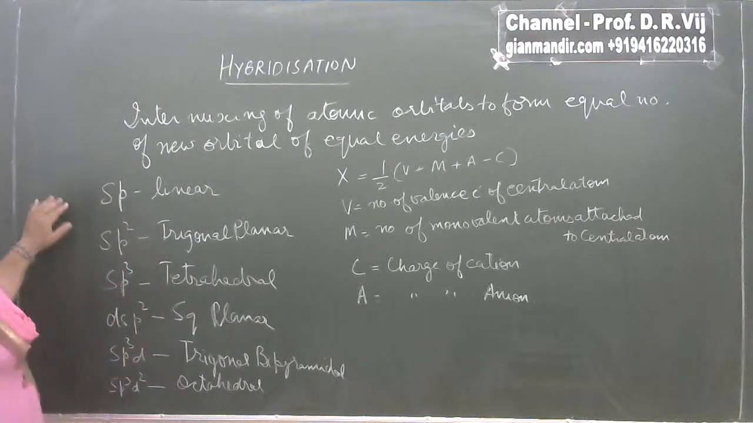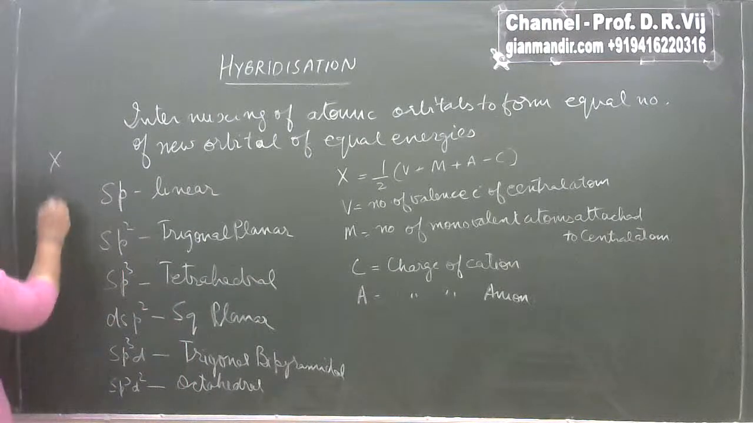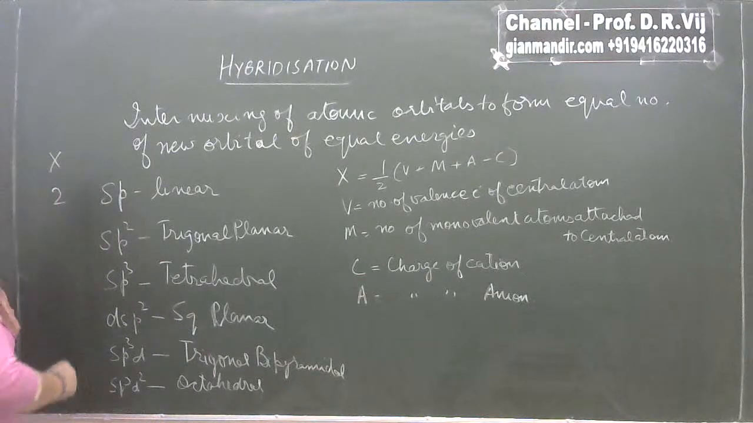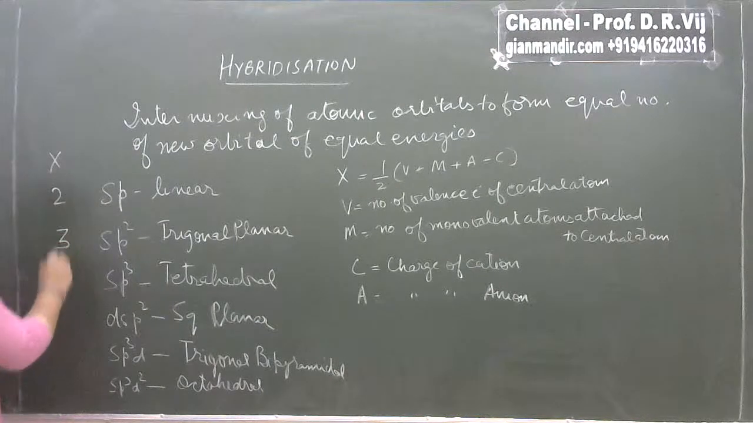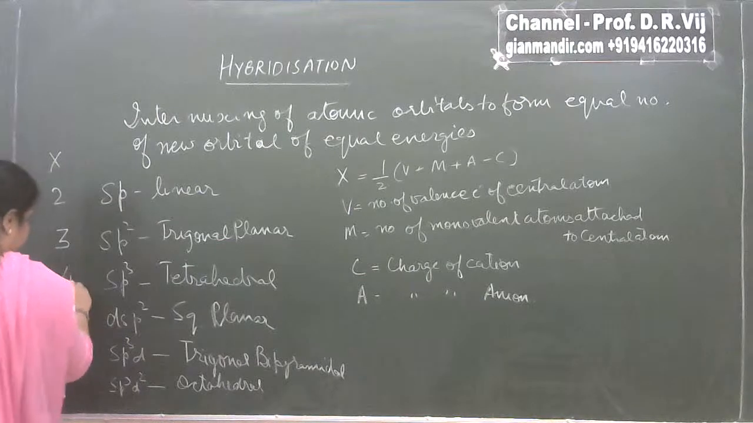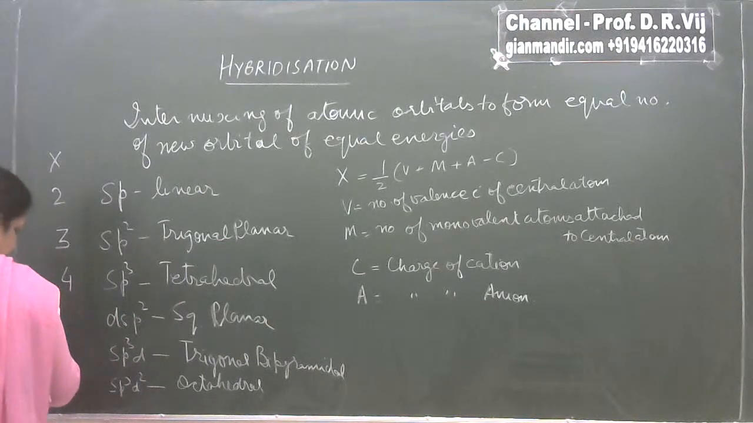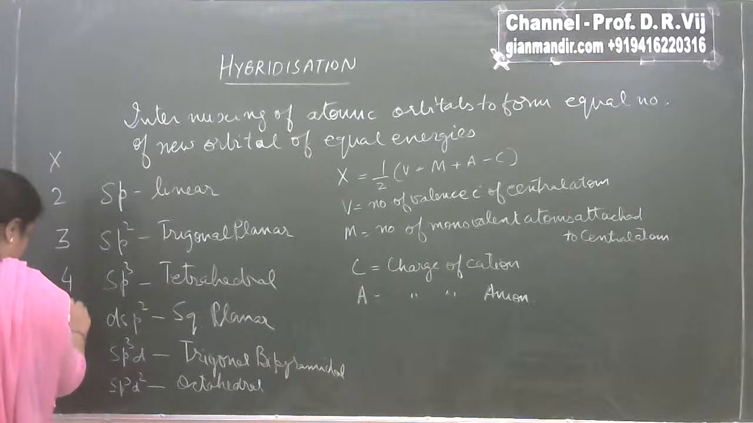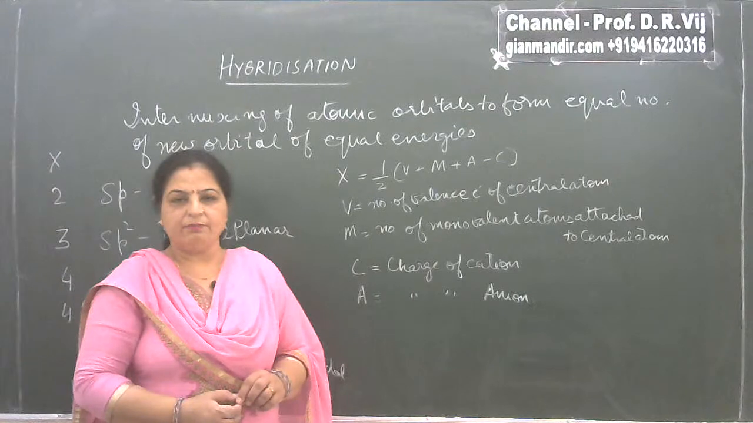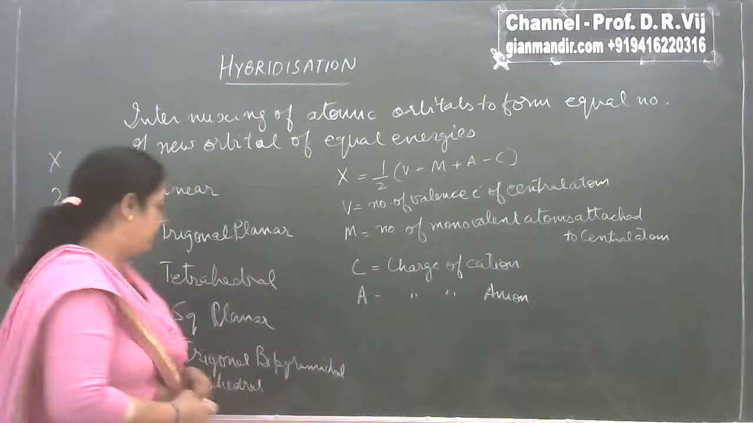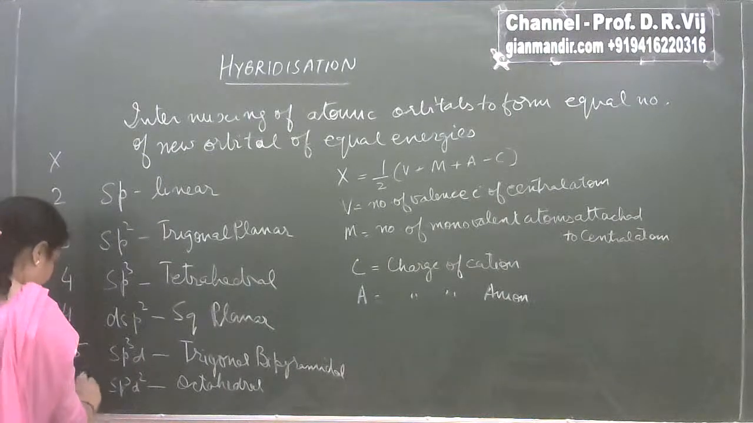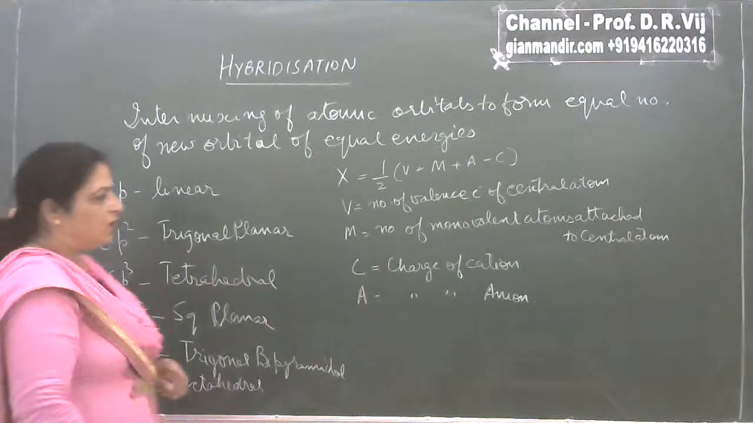For example, if the value of X is 2, hybridization is sp, shape is linear. If the value of X is 3, then it is sp2, that is trigonal planar. If it is 4, then it is sp3, tetrahedral. It may also be square planar, but normally in covalent compounds we do not get square planar geometry. If it is 5, then it is trigonal bipyramidal. If it is 6, then it is octahedral.